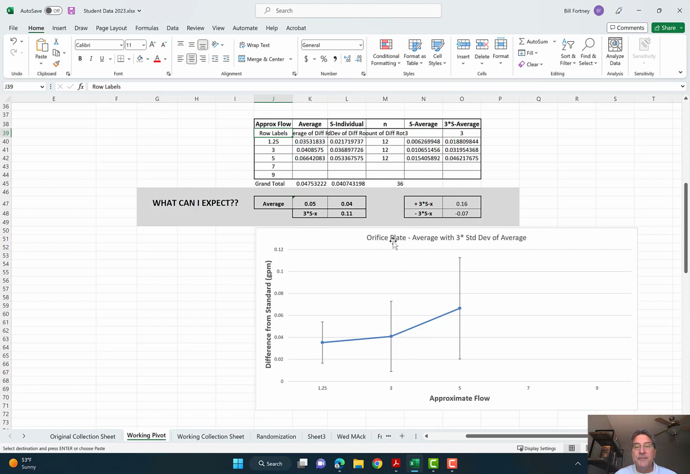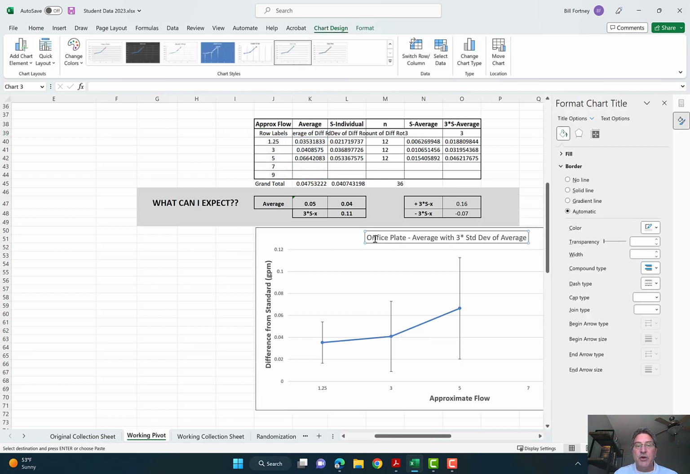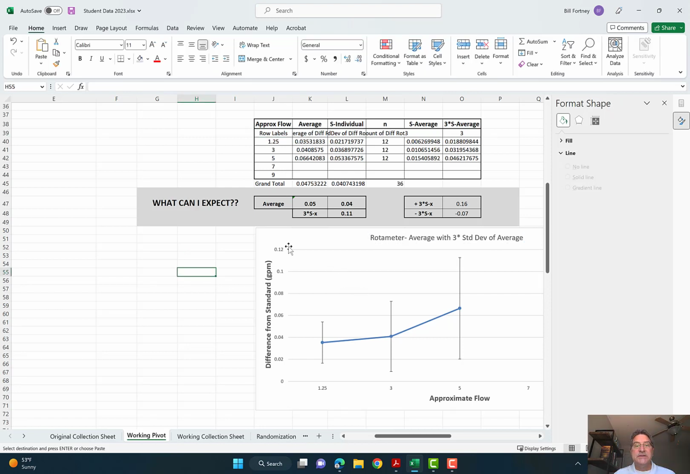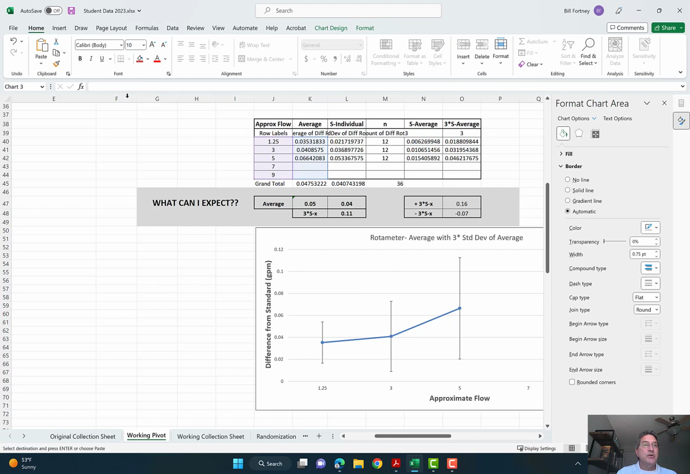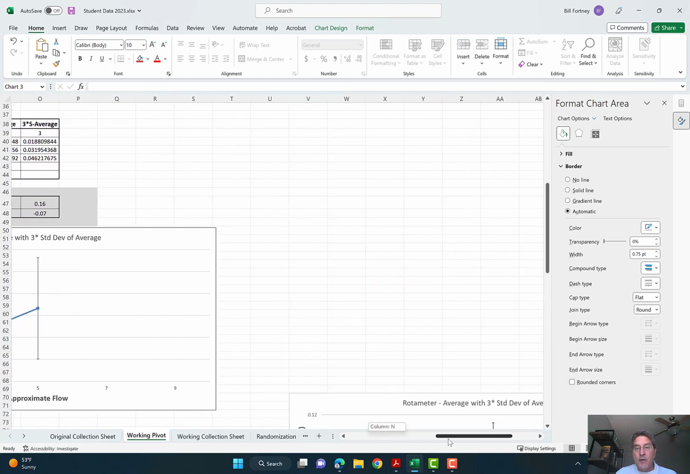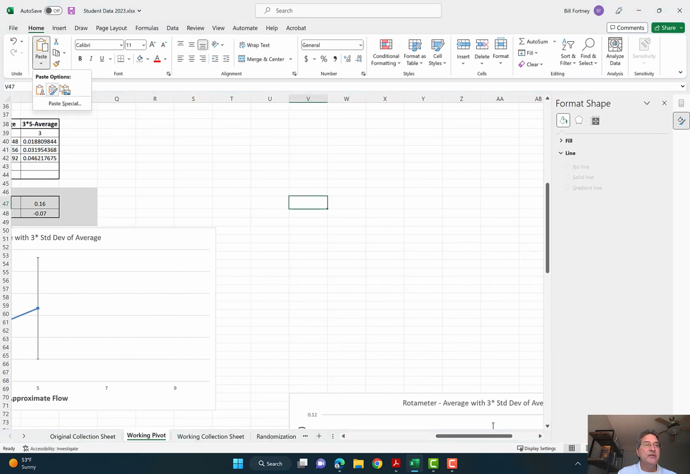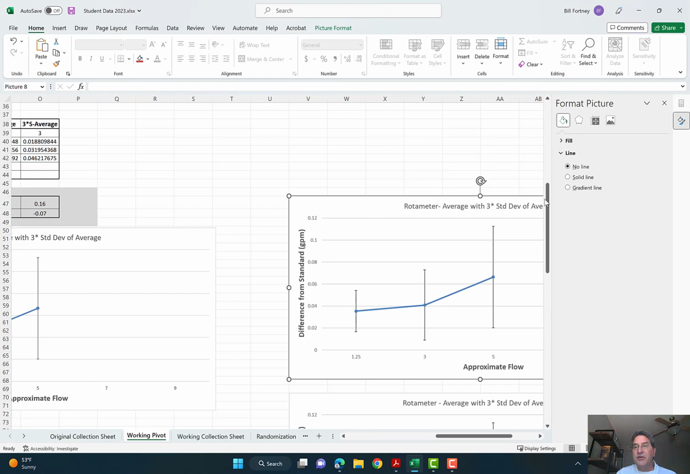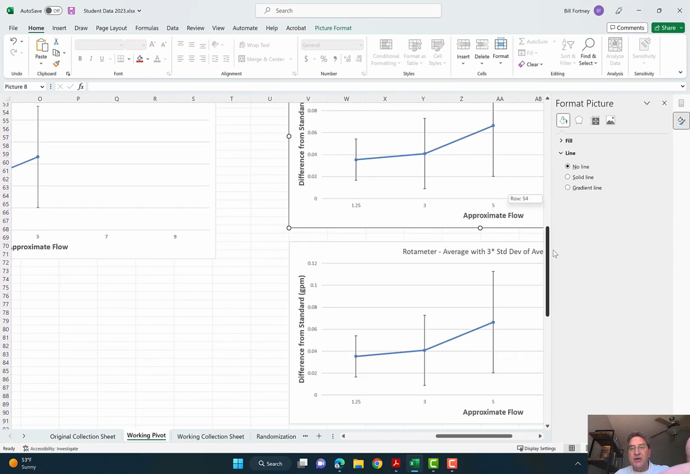In fact, you can see I started this graph with the orifice plate, so now I have to come in and change the name to rotometer. Very nice. And before I forget to show you, once I get a graph and, oh yeah, this is what I want, I take it and say copy, then move over to the side and paste that graph as a picture. So paste, bammo, paste it as a picture. You can see down here, that's what I've done.